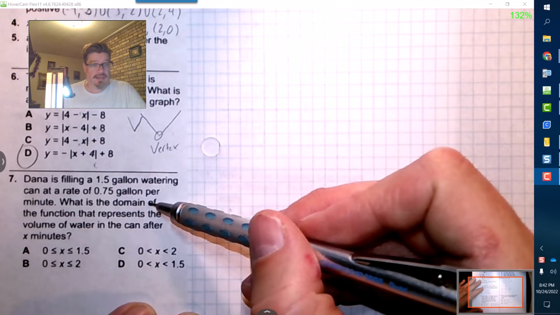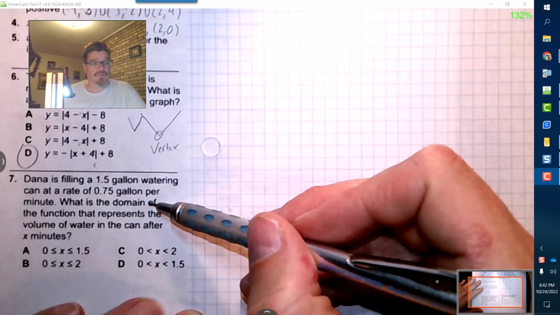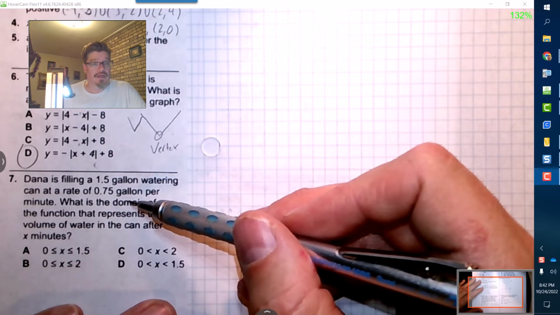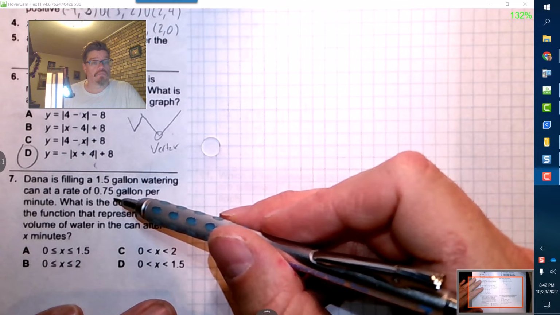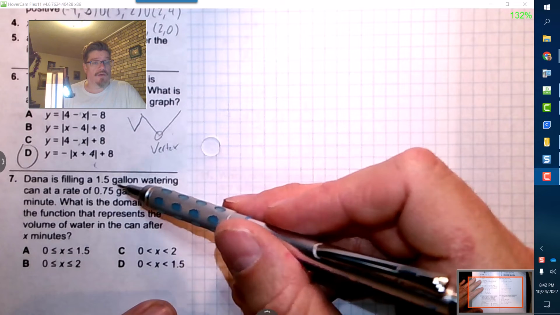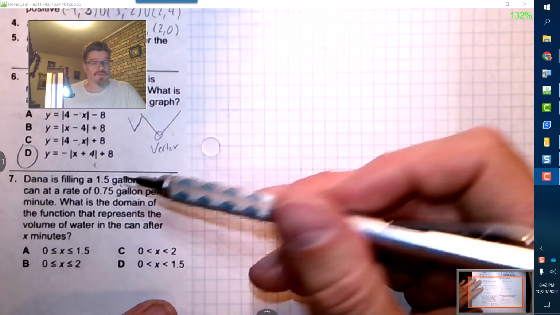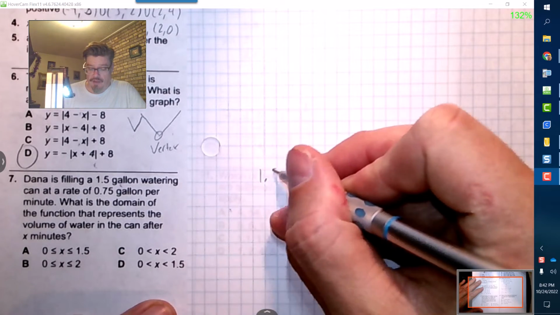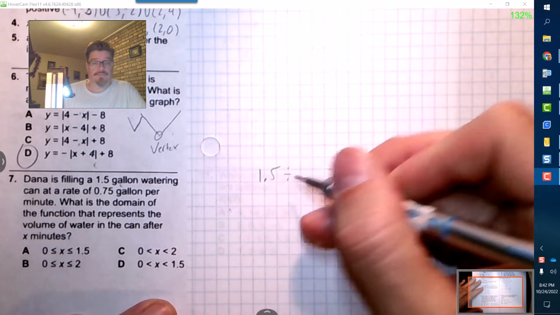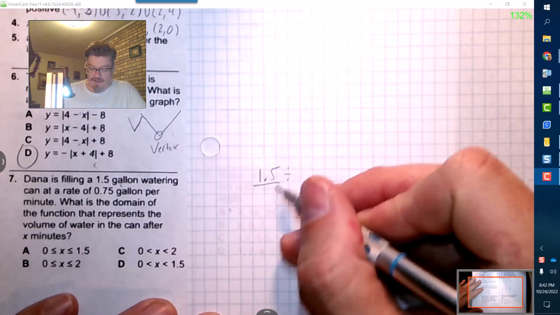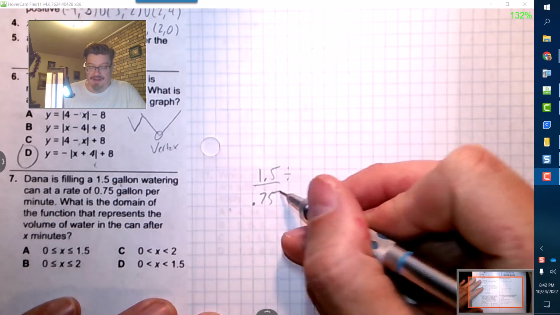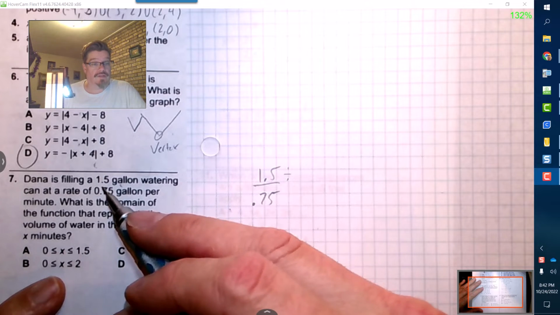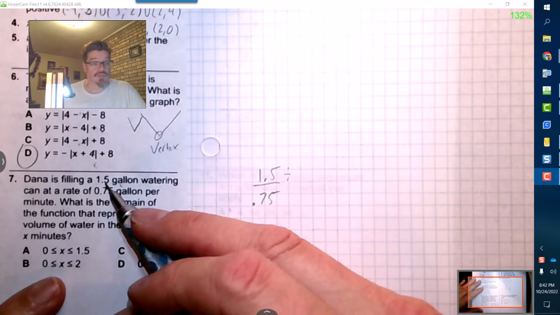Now, she's filling a 1.5 gallon watering can at a rate of that much per minute. What is the domain? So what we've got to do is figure out how long it is going to take to fill up the 1.5 gallons. Okay, so in your calculator, you would take the 1.5 and divide by 0.75. How many minutes is it going to take to fill this 1.5 gallon jug?